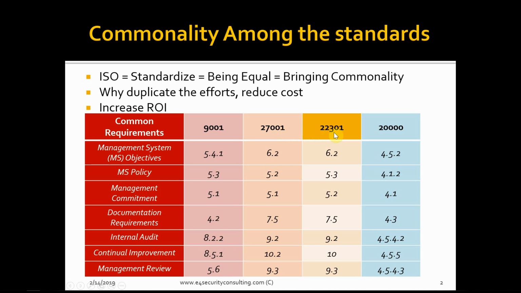27001, 22301, and 20000. If you are a service provider and if you are practicing business continuity, of course you are doing information security and providing quality. So why do we duplicate the efforts and why not reduce the cost? And if we do that, we may increase the return on investment. So let's go a little deeper.